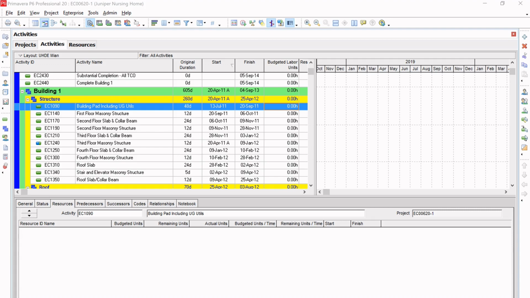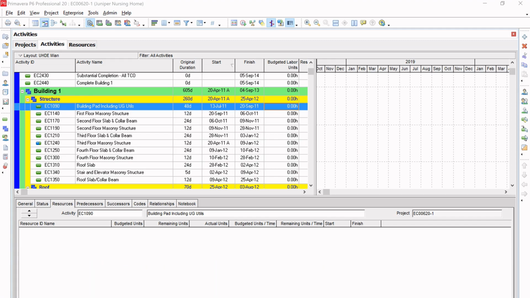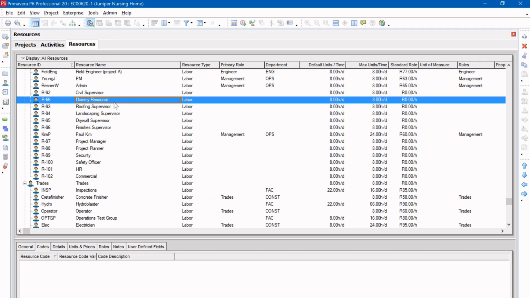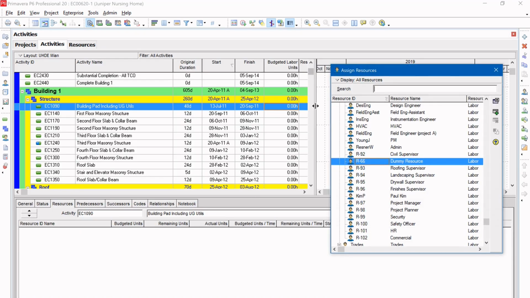The first and the most popular one is utilizing the concept called dummy resource. We don't know how it came to planning and where it started, but let's see how it works. In this practice, the planner creates a resource in a resource sheet and calls it dummy resource or anything else, and then assigns it to all the activities in the schedule.